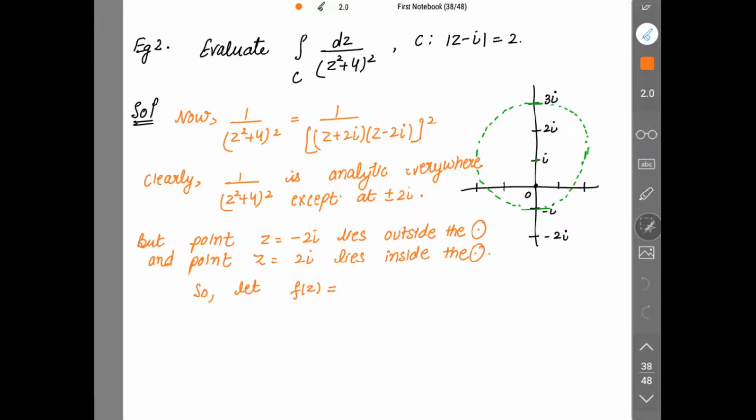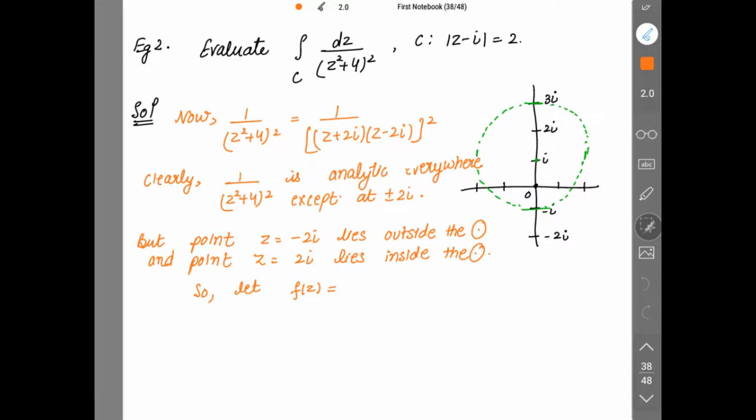Alright. Now if we check the points, what is our point? z square plus 4 whole square. Splitting up, we are having the points plus minus 2 iota. Yes, 2 iota lies inside the circle. But what about minus 2 iota? Minus 2 iota lies outside the circle. It is outside the circle.